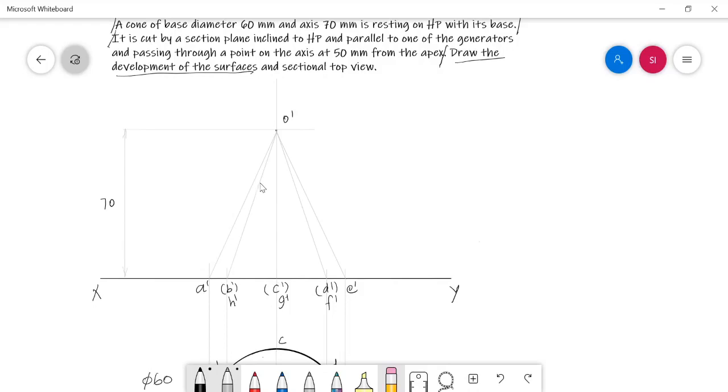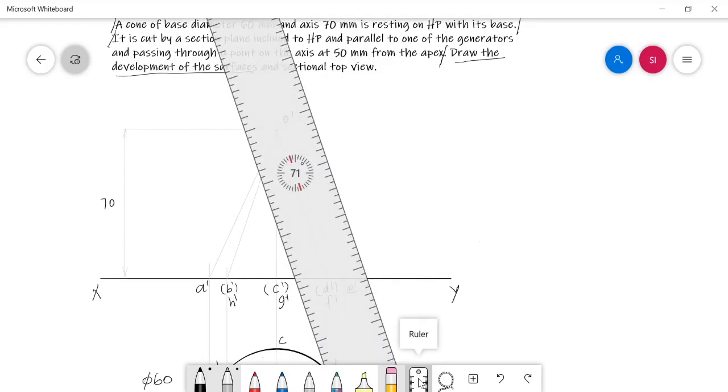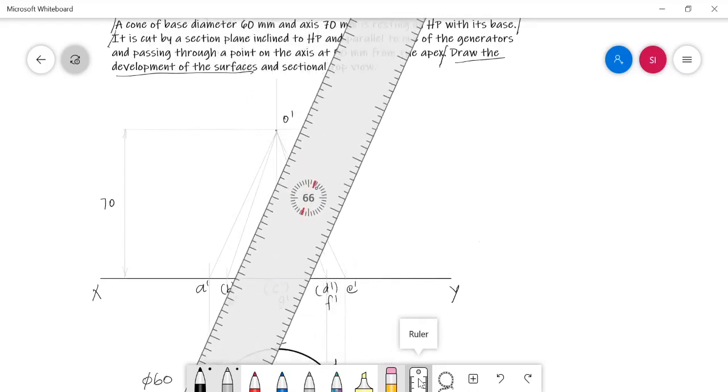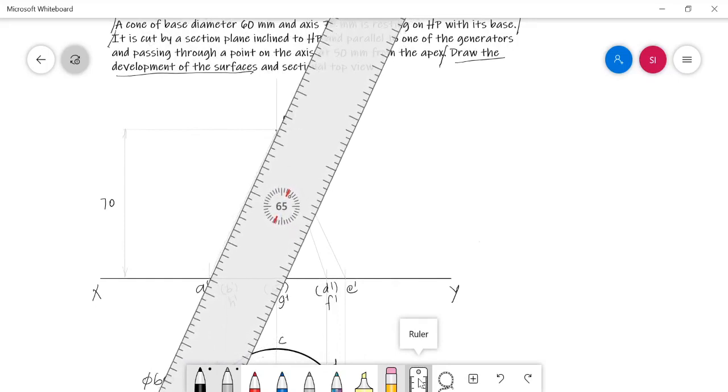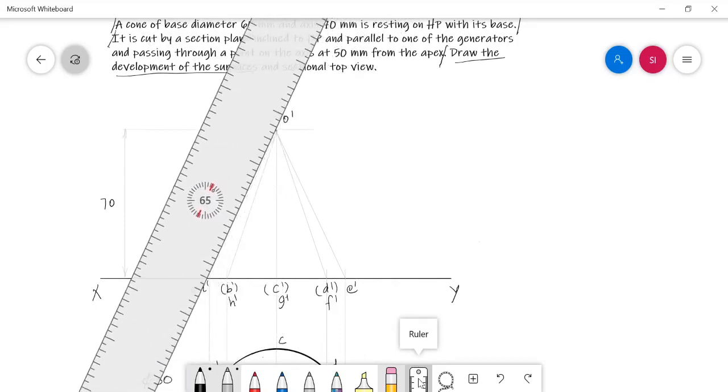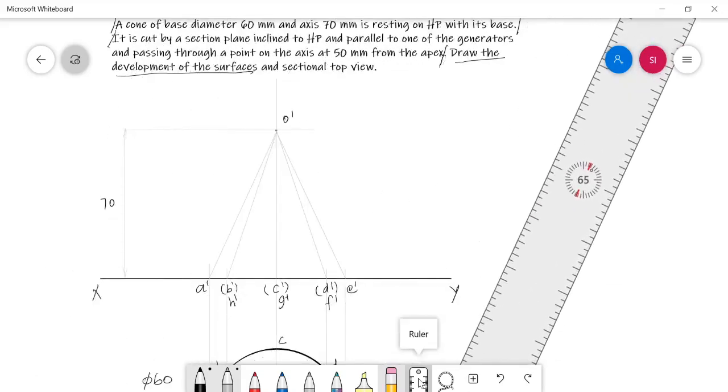So in order to maintain some inclination, in this kind of problem, it is better to select the extreme generator as the targeted generator. So your cutting plane is going to be parallel to one of the generators. Say here I am selecting O dash A dash. I don't know what the inclination is, but it should be parallel to the extreme generator. Whatever the inclination may be, it's not a matter. So in this way, I need to maintain a cutting plane.